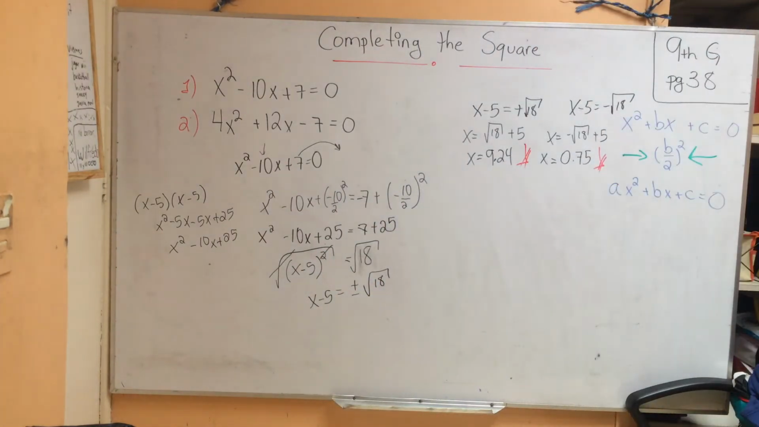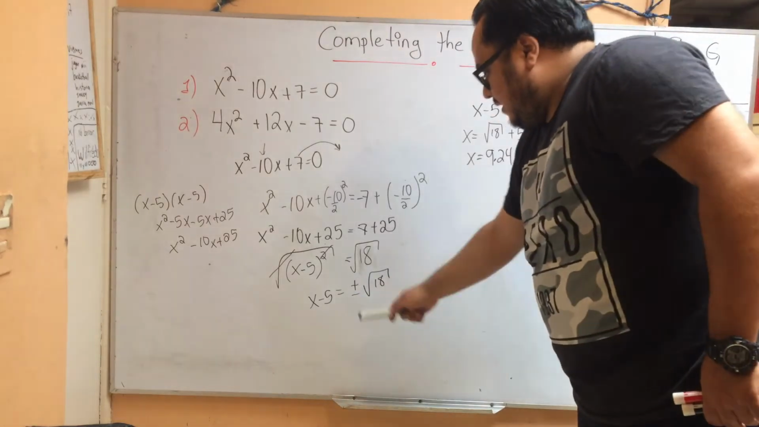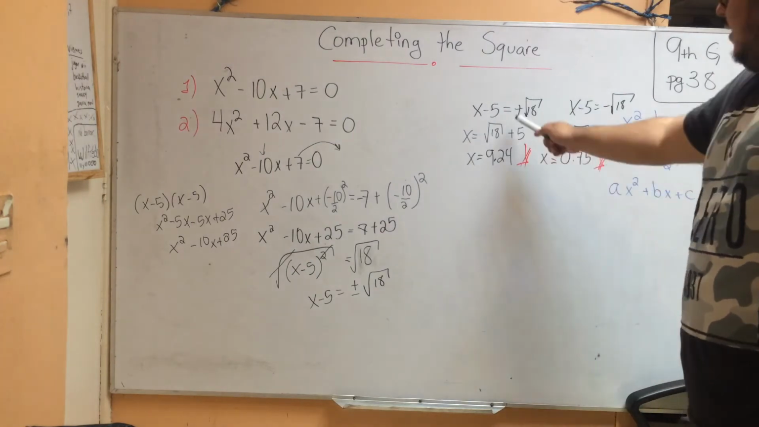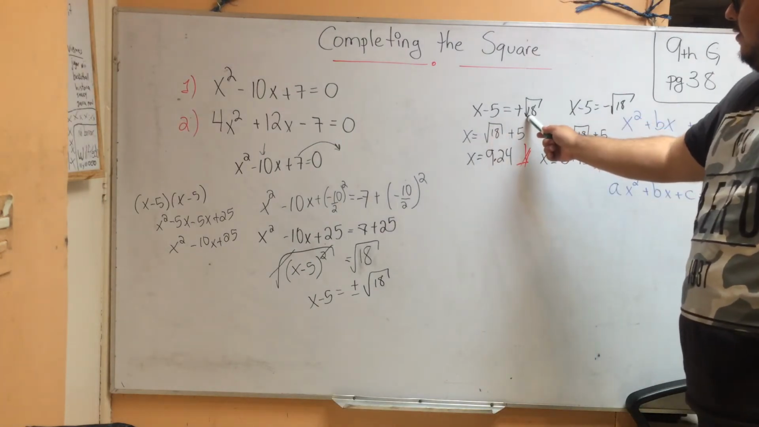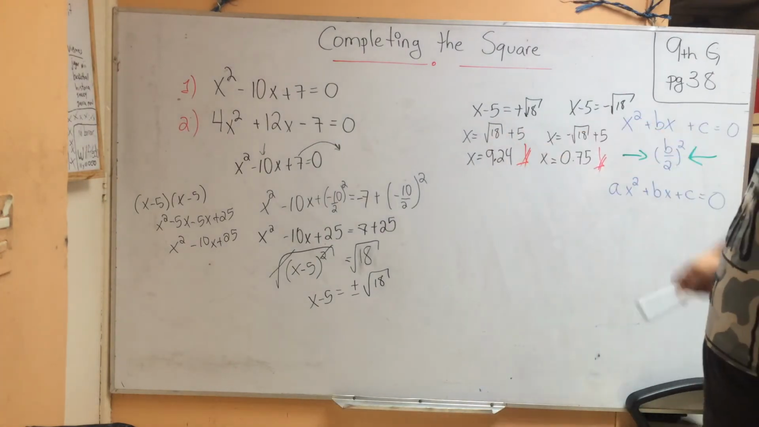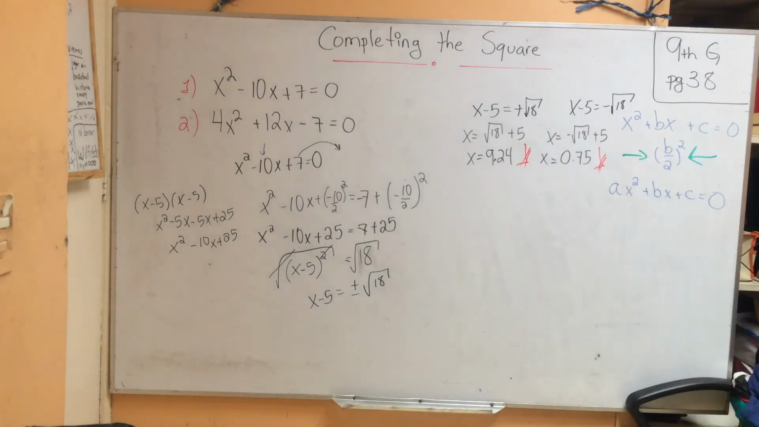But we would have x minus 5, and we would have two options, the positive and the negative. That's how we solve here. One is for the positive square root of 18, and the other one is for the negative square root of 18. Let's do the next one.